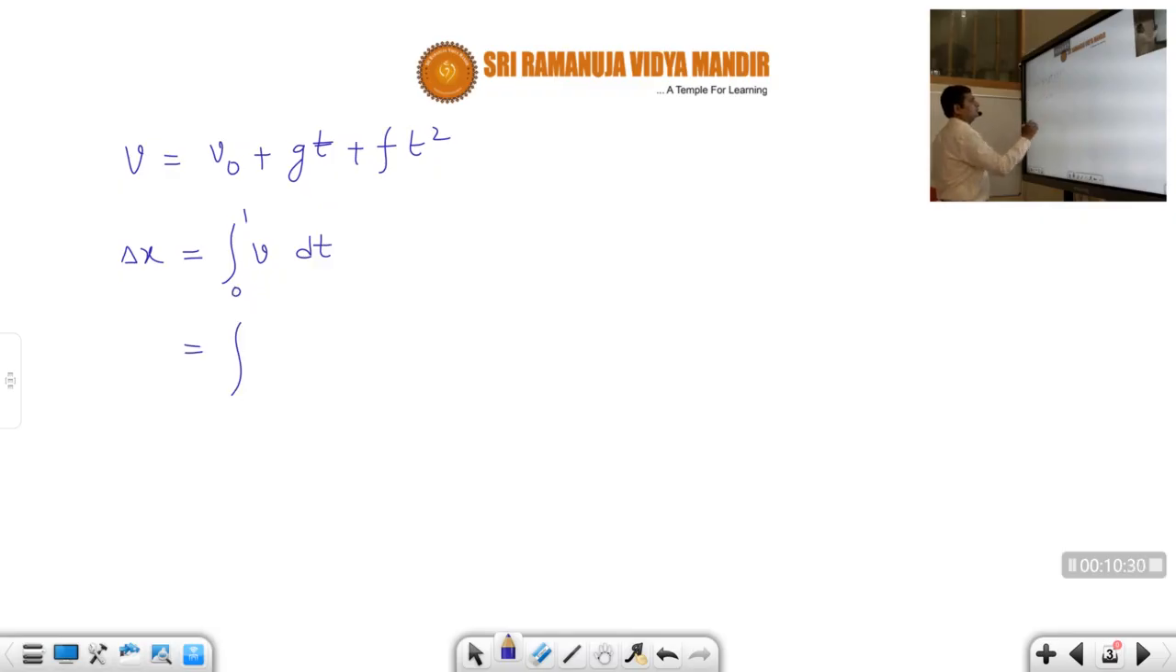Whenever we want to calculate displacement, we substitute the limits. But whenever we are asked to find the position, we should not substitute the limits. Directly we calculate x is equal to integral of v dt. This will give us position. When you substitute the limits, it will give us displacement.